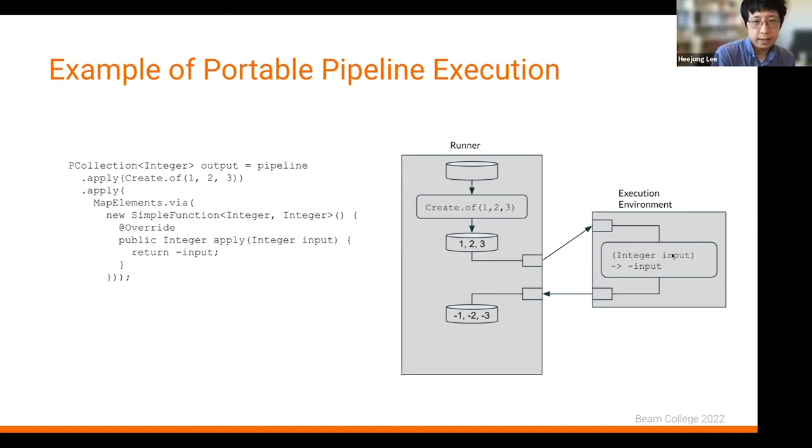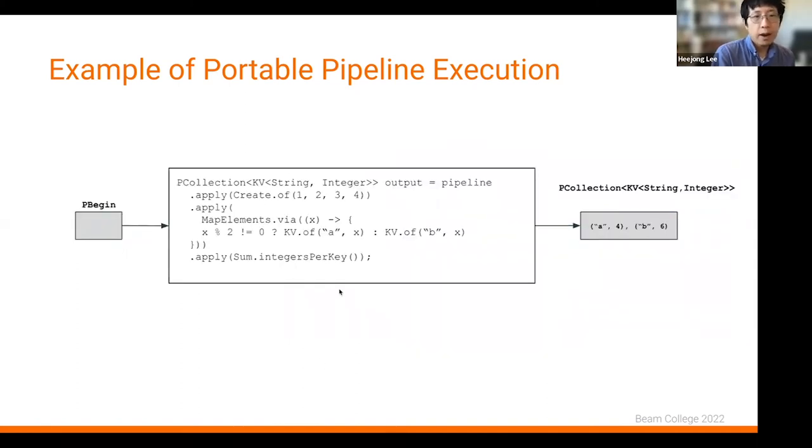So when the execution environment sets up and deserializes this MapElements inside here and says, I'm ready to process the element, then the runner sends the elements from these PCollections through some buffer and through the gRPC connections, the send side buffer and receiving side buffer, and goes through the PTransform here. So for any ParDo, we actually execute the ParDo in this Docker environment. Yes, that's how we, this is a simplified version of how we execute the portable pipeline.